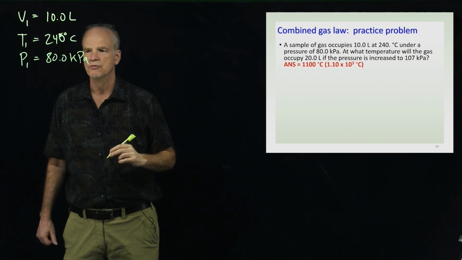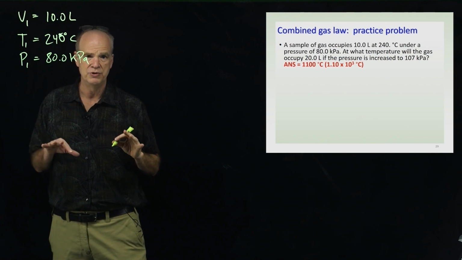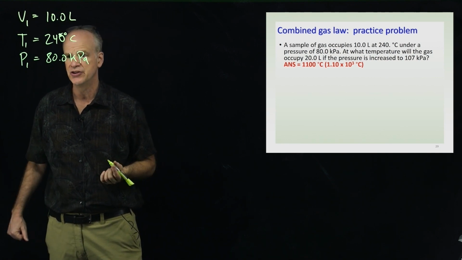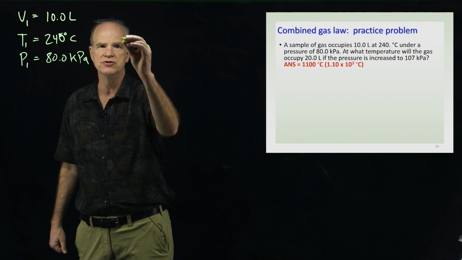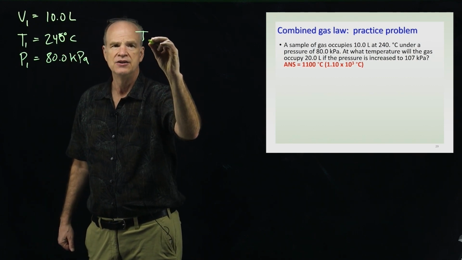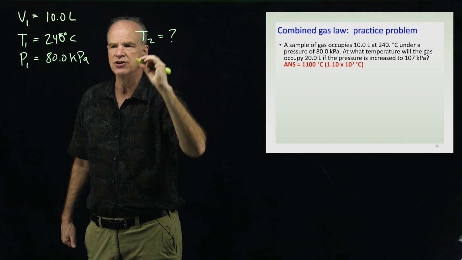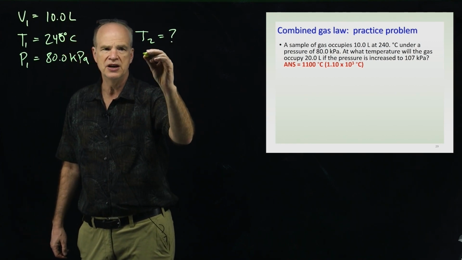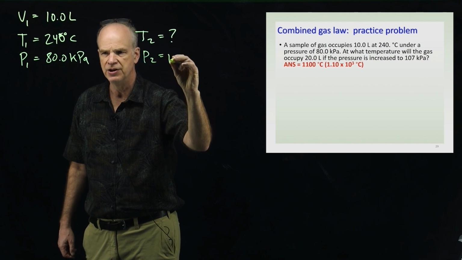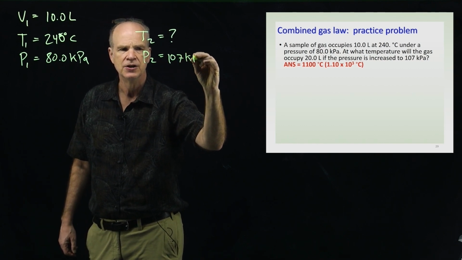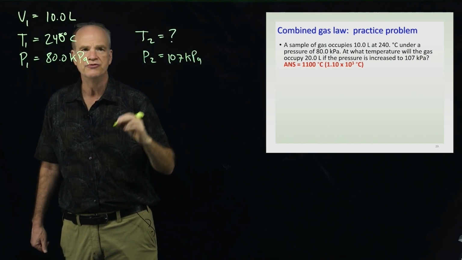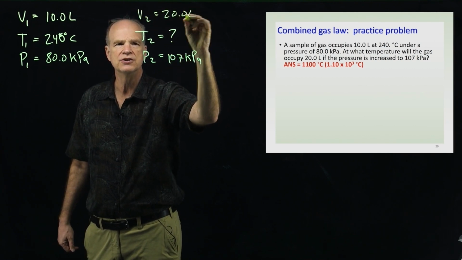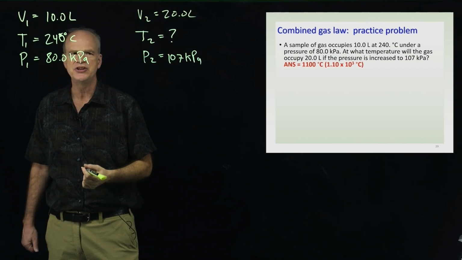Okay, so let's see how we can define the variables in the new conditions that we're going to bring this gas to. It says, at what temperature? So it looks like we're trying to find T2. That is the unknown in this problem. We have a new pressure, P2, which is 107 kilopascals, and a new volume, V2, which is 20.0 liters. So we're trying to find T2.